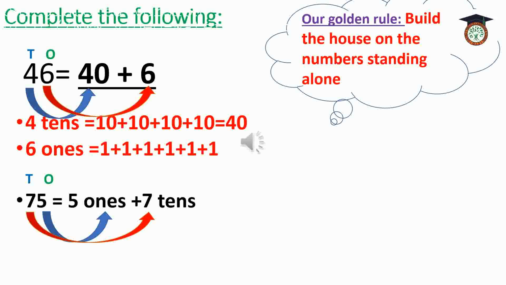So when I put them here, I will find that 4 tens equals what? 4 tens means 10 and 10 and 10 and 10. So 4 tens equals 40. And 6 ones equals what? 1 and 1 and 1 and 1 and 1 and 1. So 6 ones equals 6.